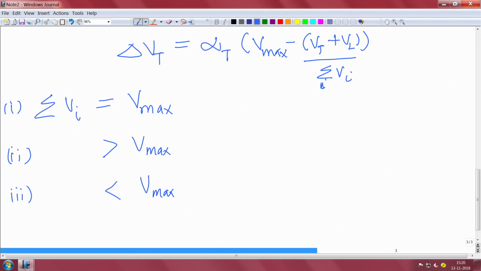As you can see, if it is equal to V max, if both the light and the tone, the individual responses add up to the V max, then the change in response you will see will be 0. The delta V tone will be 0.